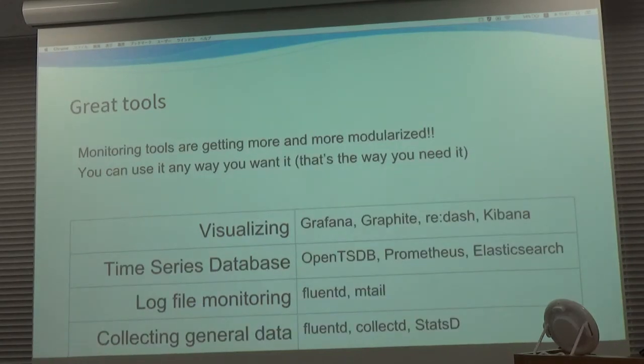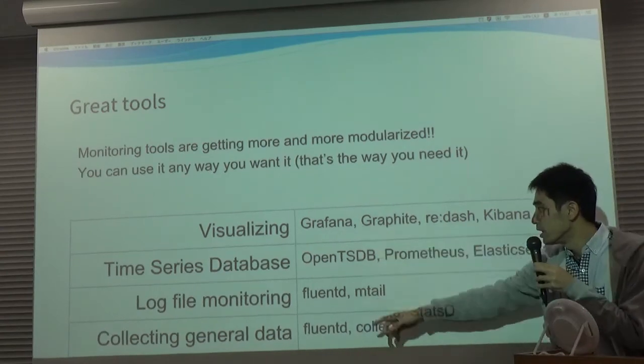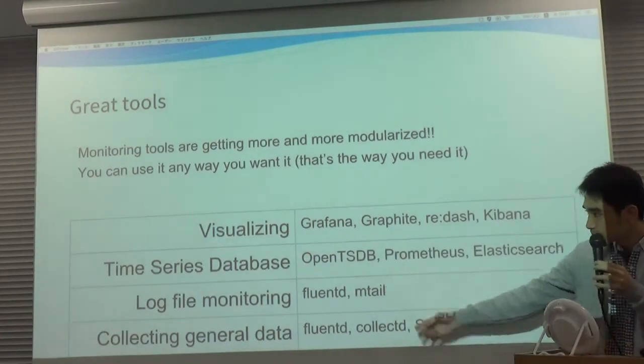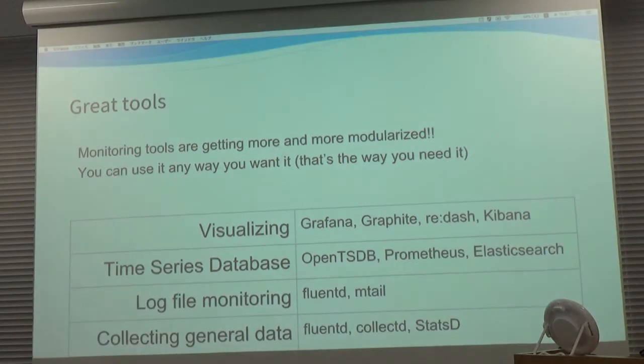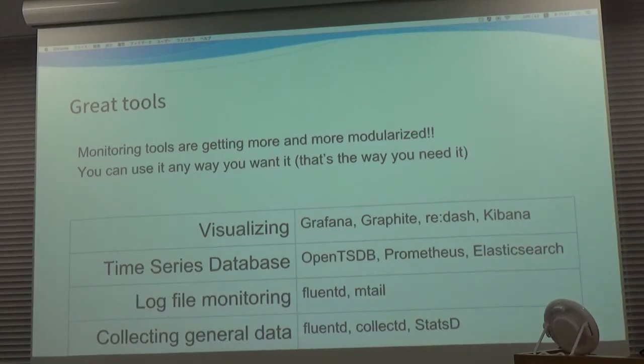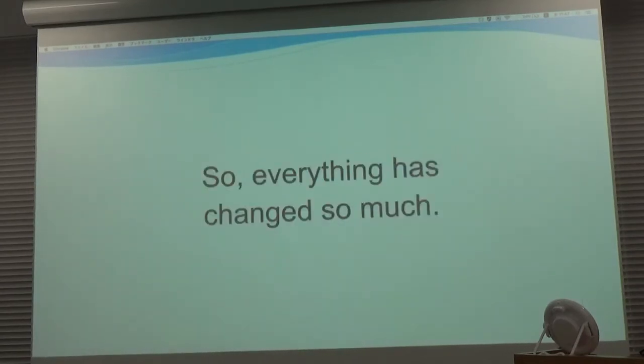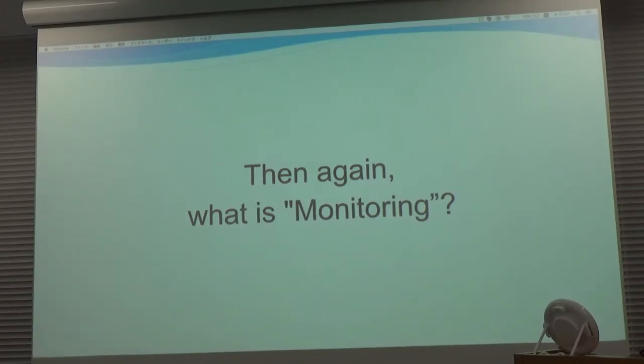And these days, monitoring tools are getting more and more modularized. And you can use them any way you want. You can just choose Kibana and Elasticsearch, or maybe Grafana and Prometheus, and then you can do log file monitoring by using Fluentd or mtail, collecting general data using StatsD. You can use it any way you want. So everything has changed so much, and has monitoring changed so much?